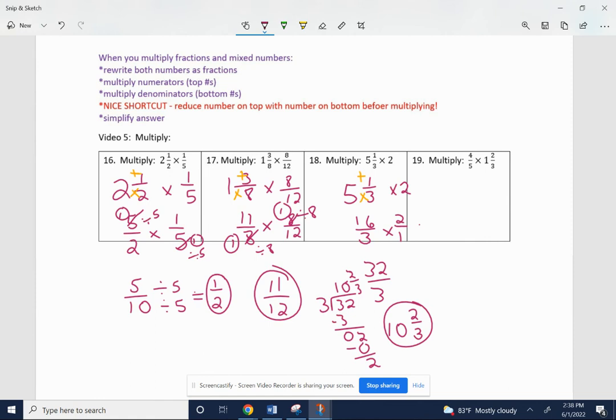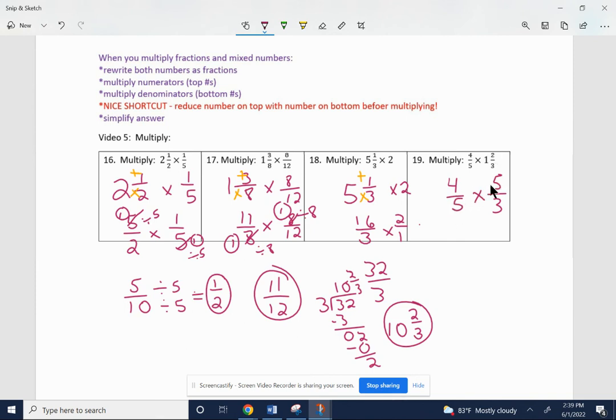Okay, the last problem, 4/5 times 1 2/3. 4/5 is already a fraction. 1 2/3, I've got to make a fraction. I take 3 times 1, 3, add 2, 5. So I need to turn that into 5/3. Okay, so I have 4/5 times 5/3.